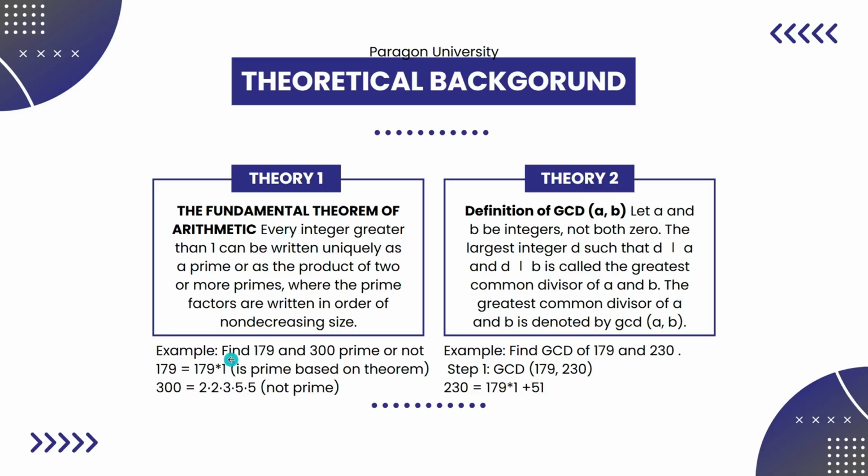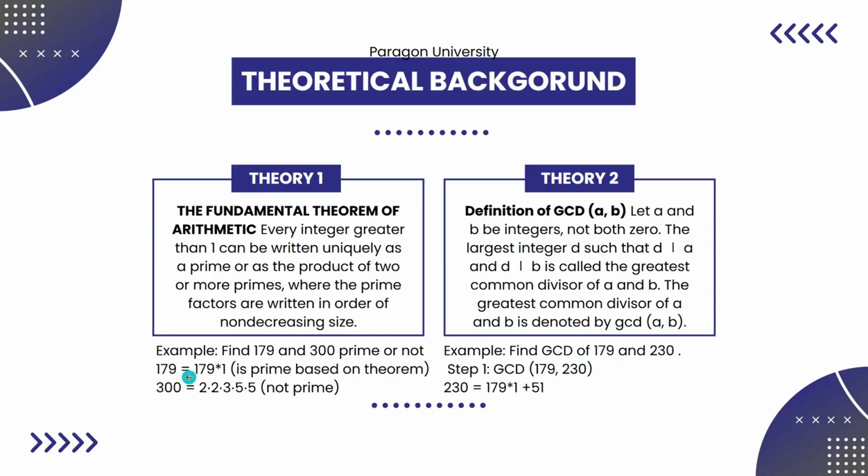Sorry. So to understand this, we should look closely at the definition. Every integer greater than 1 can be written uniquely as a prime or a product of two or more primes, where prime factors are written in order of decreasing size. So for example, like 179 and 300.